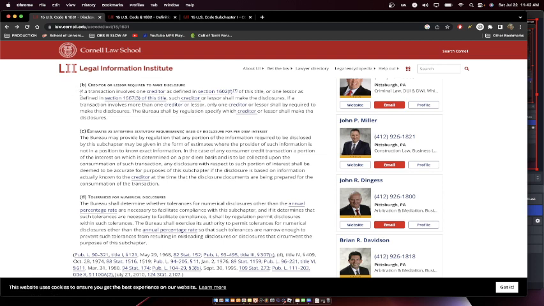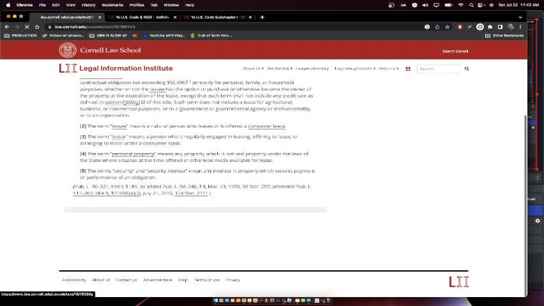B, if a transaction involves one creditor or one lessor, as defined in 1667, number 3 of this title. So they defined lessor for us. And since they defined lessor, we are going to look at it and see if I was right about the word or being included. So let's go look.